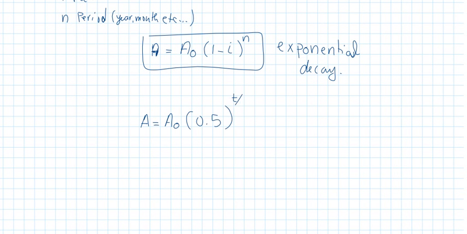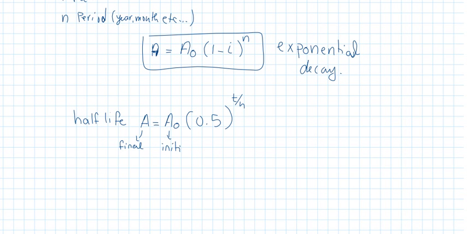Again, we can use any letter for A and A naught. It could be like Y equals to P, whatever, right? It doesn't matter what letter you use, it's the same idea. So this is for half-life. Okay. Again, this is your final amount. This is your initial amount.